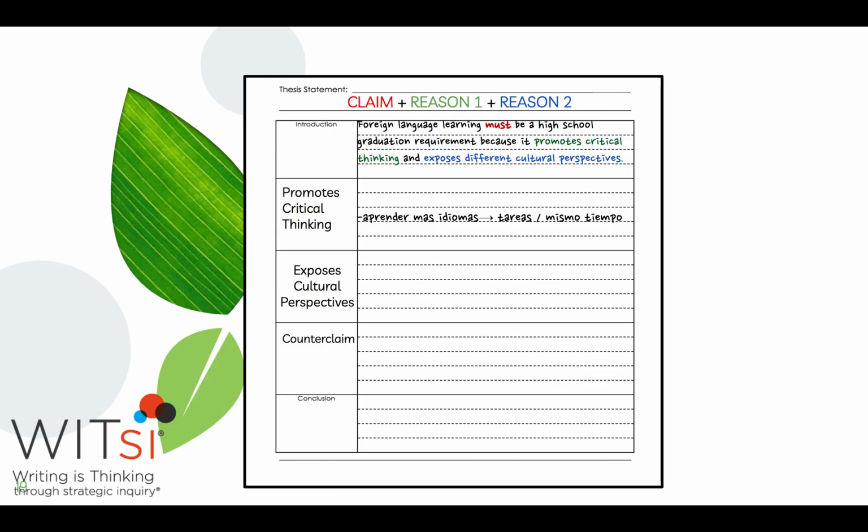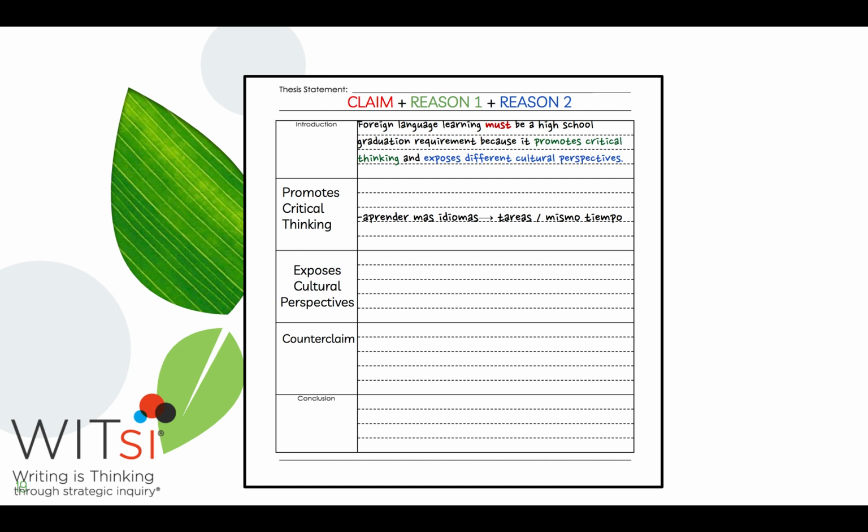Now that students have identified their 2 general reasons, they can write their claim and use it as a baseline for the rest of the essay outline. Each reason will have its own body paragraph. As you can see here, the student included their claim in the introductory section of this essay outline. Although that is not the introduction as a whole, the students used the claim to be the roadmap for the rest of the essay outline. Foreign language learning must be a high school graduation requirement because it promotes critical thinking and exposes different cultural perspectives.